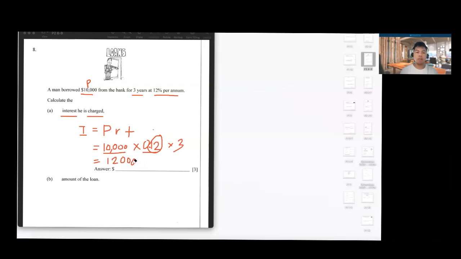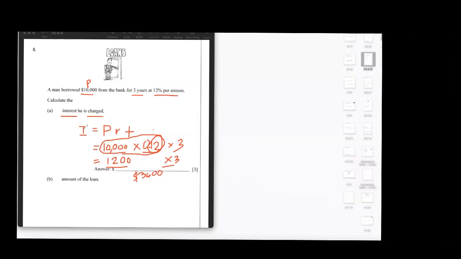Okay, so I will remove the zeros and then I will multiply that by 3. You see there's still a times 3 here. So that's easy now, right? We just solve this first. So it's 1200 times 3. So that's 3600 dollars. Does that make sense? Yeah. Okay.